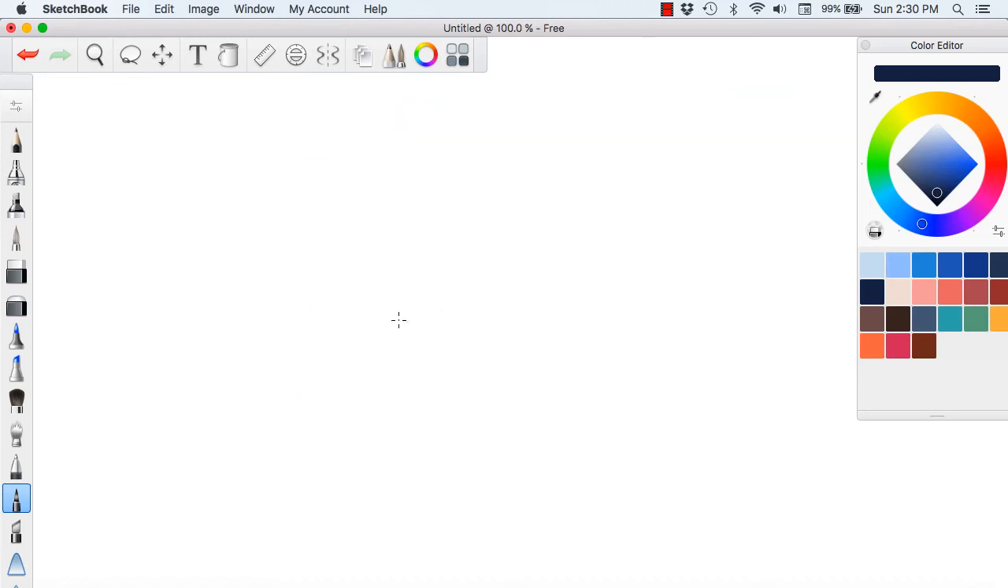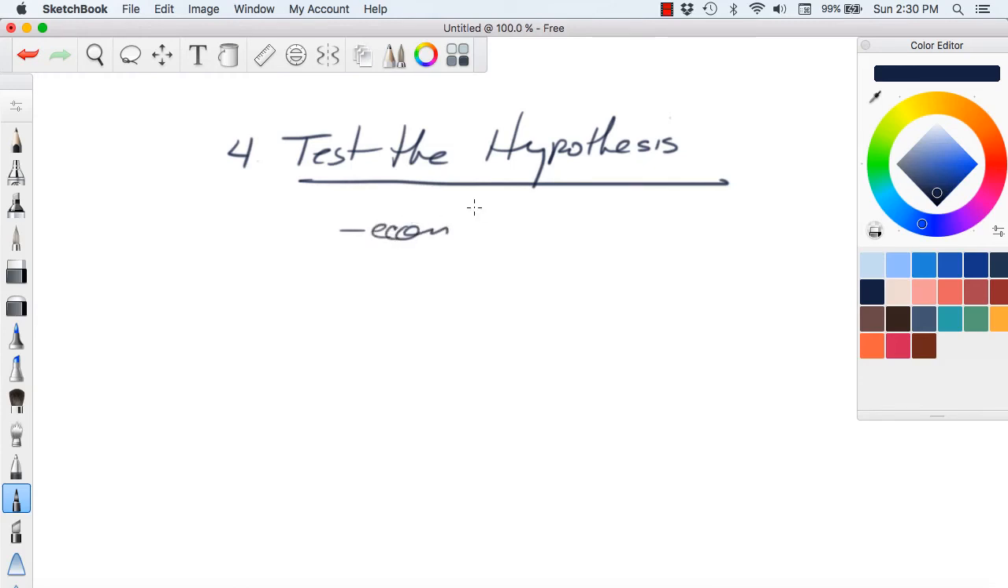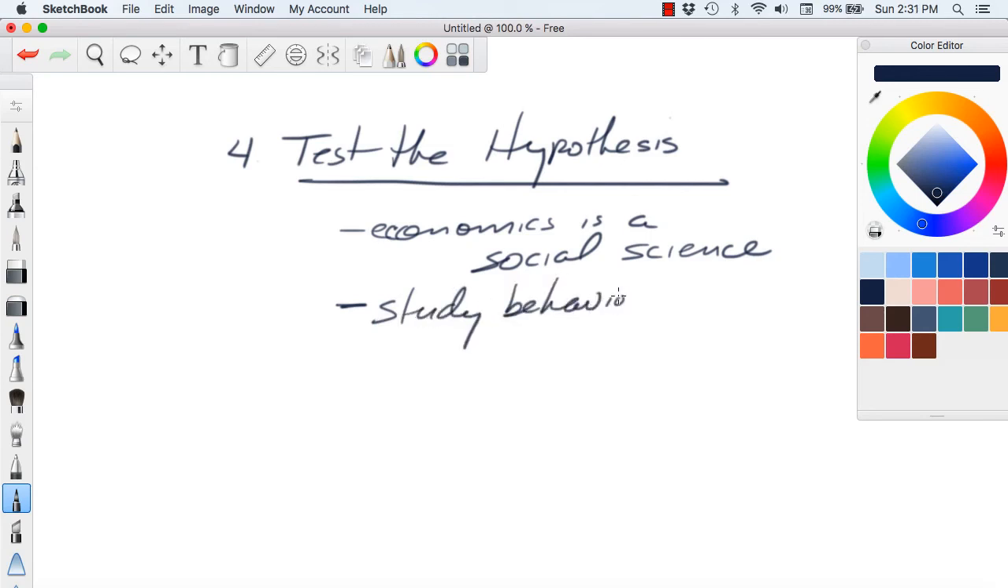All right. Last step in the scientific method is to test the hypothesis. And in economics, remember, economics is a social science. We do not do controlled experiments for the most part. We study people, study behavior in the way of life. In other words, we don't lock people up in rooms, cages, and observe them. We may do this with rats, but we don't do it with humans. So humans have to be observed in their so-called natural environment.